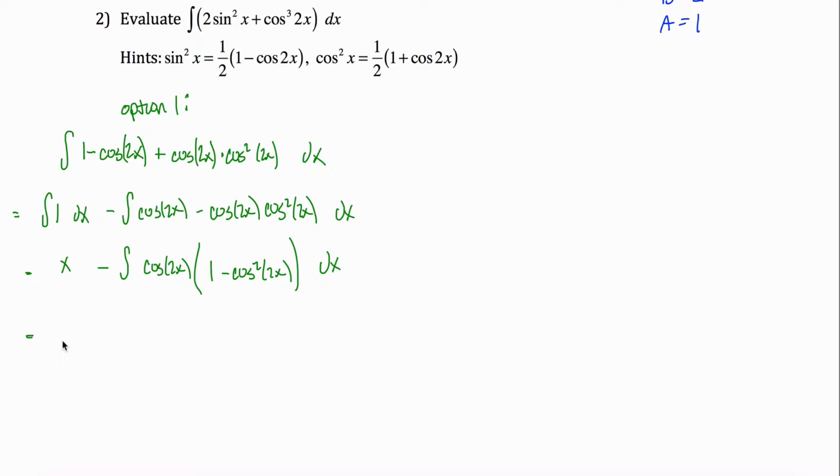I still have this x just kind of hanging around. And over here, 1 minus cosine squared of anything is just sine squared of anything. So I got cosine of 2x times sine squared of 2x dx. So I can let u equal the sine of 2x, in which case du would equal 2 times the cosine of 2x dx.